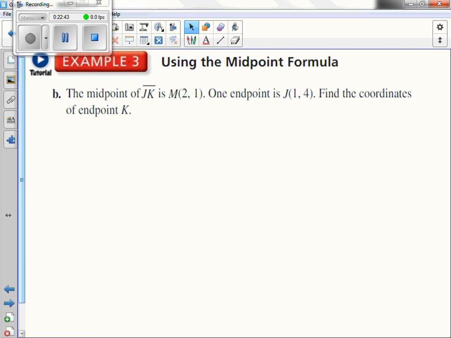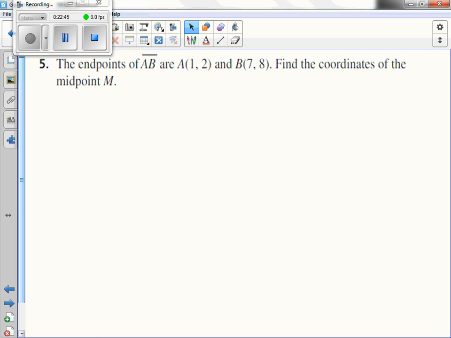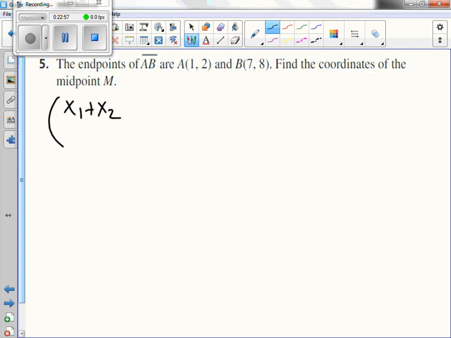Now we're going to come back to this one here in a minute. We're going to do this one here. This one here tells us the endpoints are 1, 2, and 7, 8. We want to find the coordinates of the midpoint M. So again, we're going to use our formula: x1 plus x2 over 2, comma, y1 plus y2 over 2.